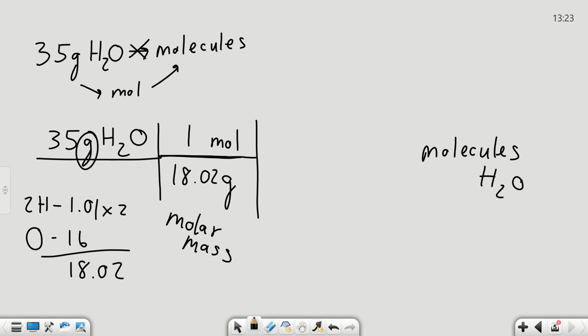We could solve for this, but what would we be in at this point? If I solve for this, I'd be in the mole. Okay, grams would cancel out. It's on the top and on the bottom. But that's not what I'm looking for. I'm looking for molecules. So let's keep going.